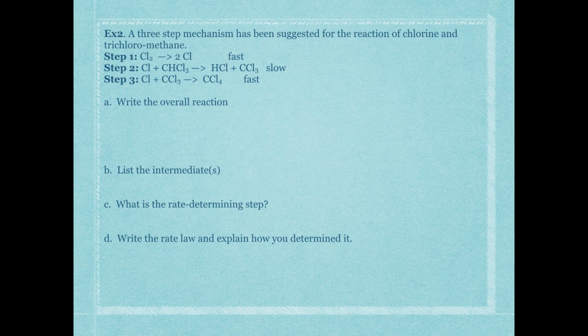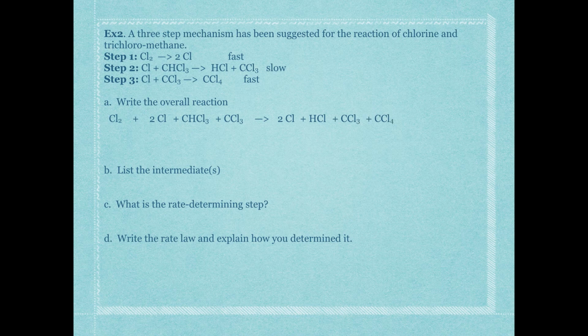So first of all, it asked me to write my overall reaction. So I'm going to sum up the reactants and the products. On the reactant side, I have Cl2, and it reacts with chloride, but you have two chlorides, two Cls, because you've got a Cl from step 2 and a Cl from step 3. And you've got CHCl3 and CCl3. All right, so those are your reactants. For your products, you've got 2Cl plus HCl plus CCl3 plus CCl4.